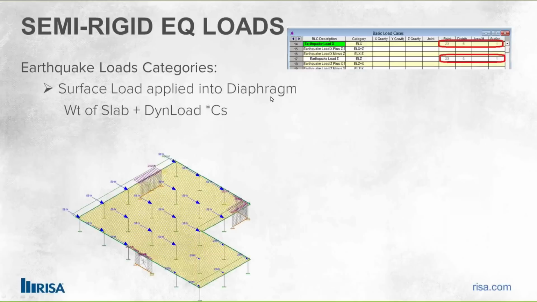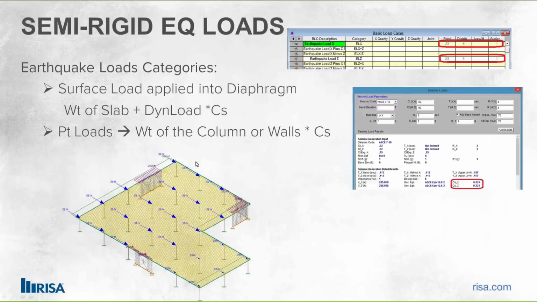That's what we call a surface load, and you see there's a green outline going around. But the other piece you have to account for is the weight of the columns or the walls. You'll see that there are point loads there, and the weight of the columns or walls is being accounted for in those, times the Cs, or the seismic response coefficient. You'll see those little blue point loads all throughout the structure. And that Cs value you'll see listed right in your seismic loads parameters. So you can see directly on the input when you draw that in, you'll see that Cs, so you can verify that number.